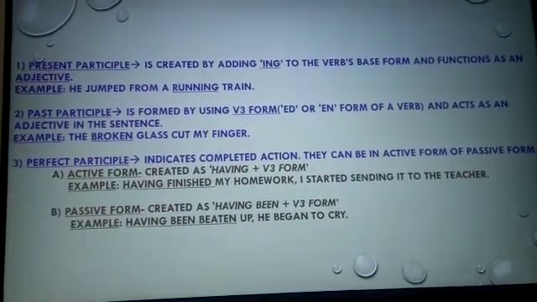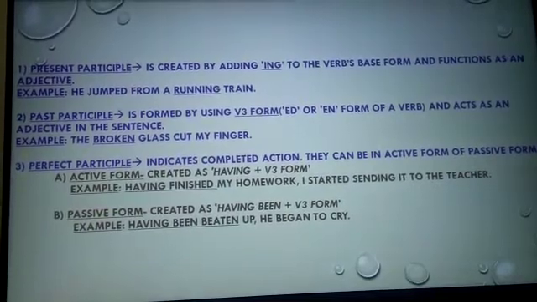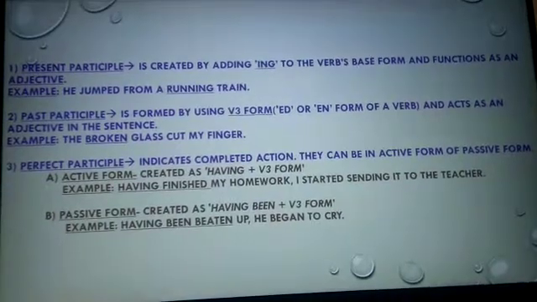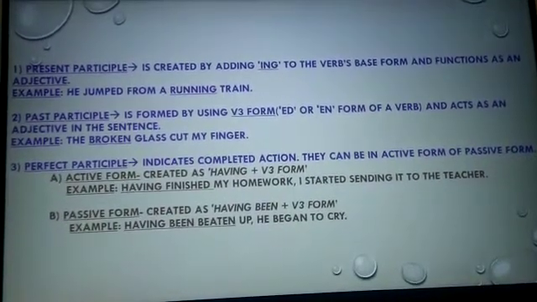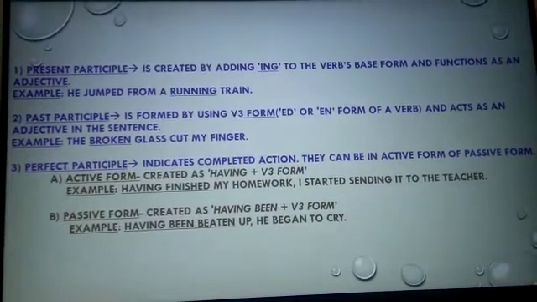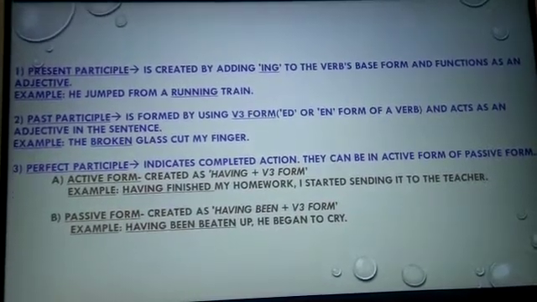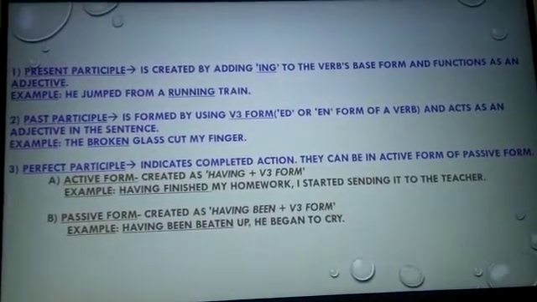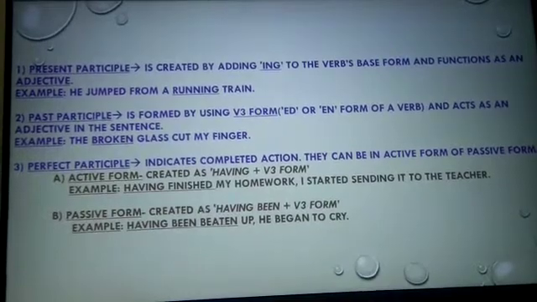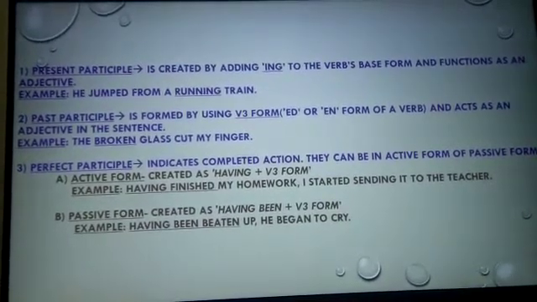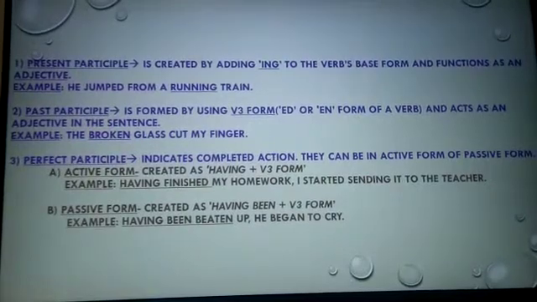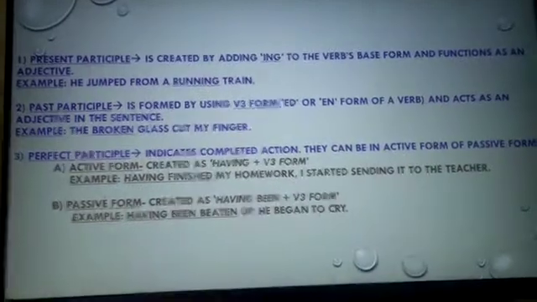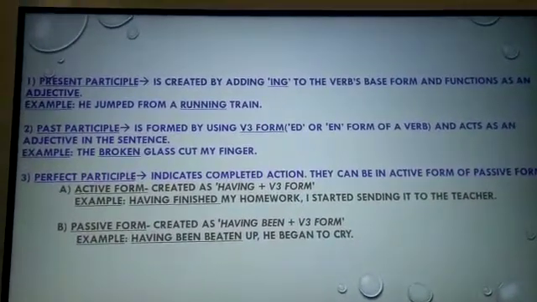So students, I hope you understood participles. There are three types of participles: present participle, past participle and perfect participle. In the present participle, we saw that ing is added to the verb's base form and it functions as an adjective. In the past participle, the V3 form is used and it acts as an adjective. The perfect participle is a completed action. There are two types of perfect participle: one is active form and the second is passive form. So students, I hope that you are clear with this topic.